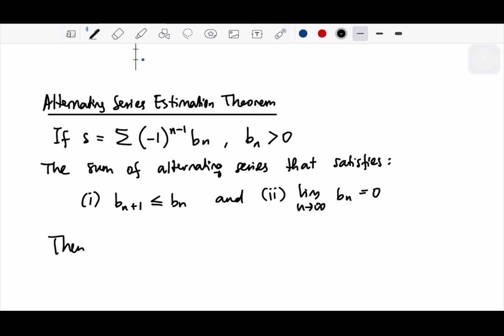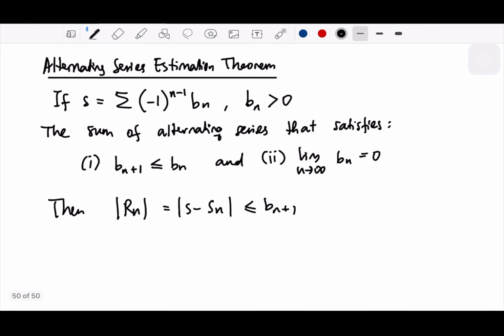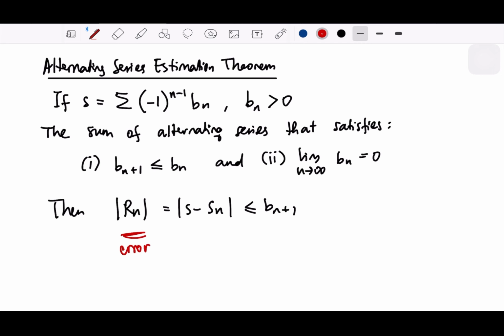then we will have the remainder, which means that this is the same problem as the integral test, okay, the remainder. So we will have the error, this is the error or maybe the accuracy.